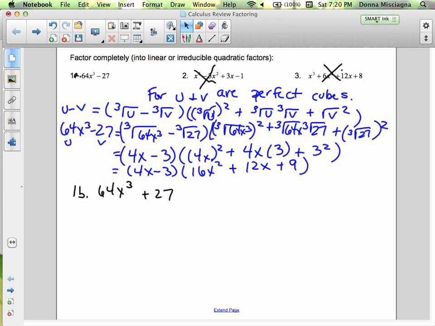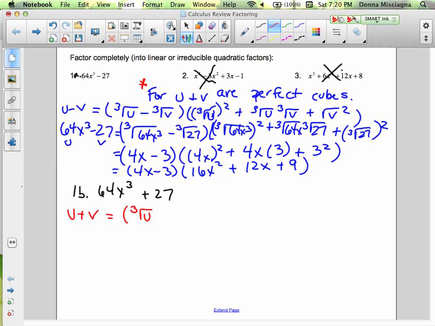Now I'm going to try the next one, which is the same thing, but it is a sum. If I have a sum of cubes, again for both of these, u and v are perfect cubes. If I have u plus v, and they're both perfect cubes, this is going to be the cube root of u plus the cube root of v. Actually, it's going to be very, very similar. The only thing that's going to change is the signs.